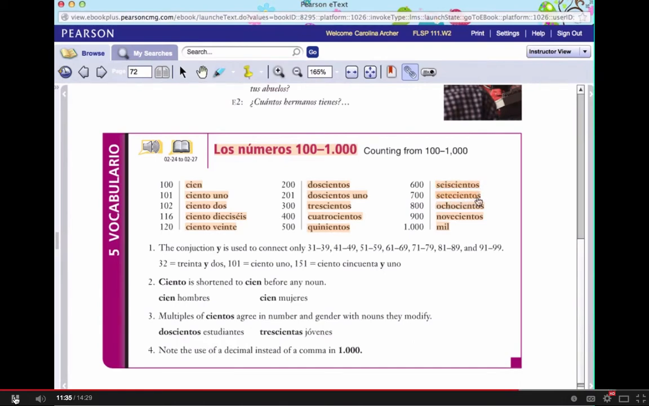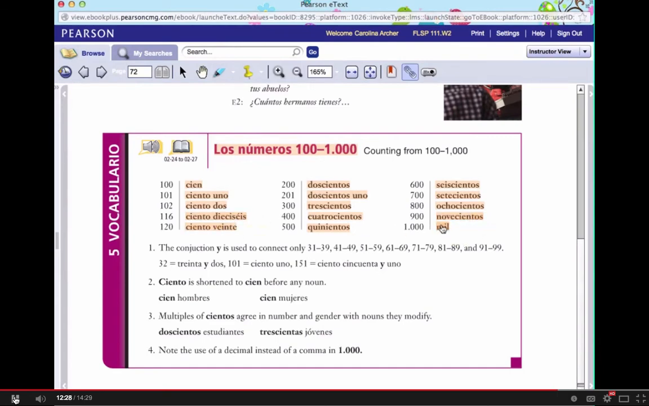Be very careful with 700 because it's not sietecientos, it's setecientos. 800. 900. It's not novecientos, it's novecientos. And 1000. Very short little word, mil. And with 1000, whatever we add after 1000, you already know all those numbers. So we're going to say 1001, 1002, 1003, 1101, 1200, 1300, 1900.